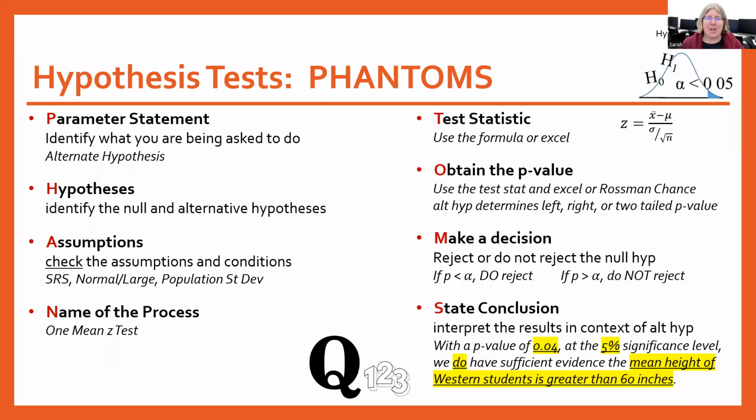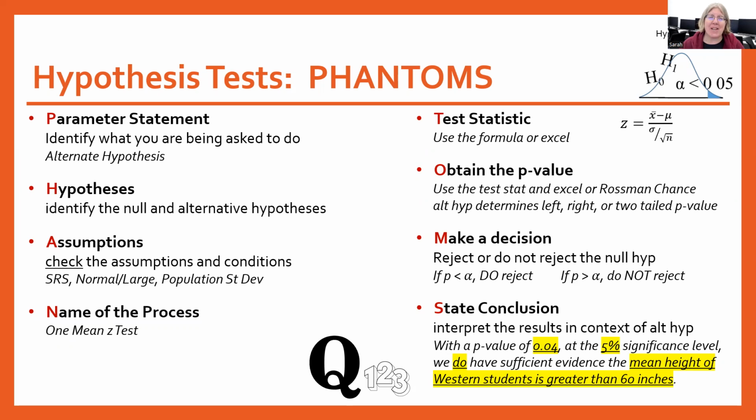In chapter 16, we did the one mean z interval with the panic method. So in this chapter, we're going to do the one mean z test. And I have a new mnemonic for you that's very similar to the last one, and this one is called phantoms. So these two processes belong in the same family.